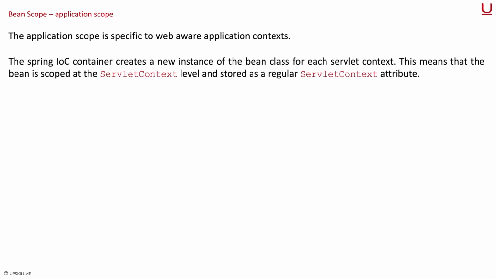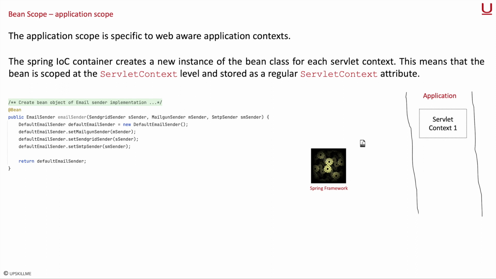The application scope is specific to web-aware application context. The Spring IOC container creates a new instance of the bean class for each servlet context. This means that the bean is scoped at the servlet context level and stored as a regular servlet context attribute.